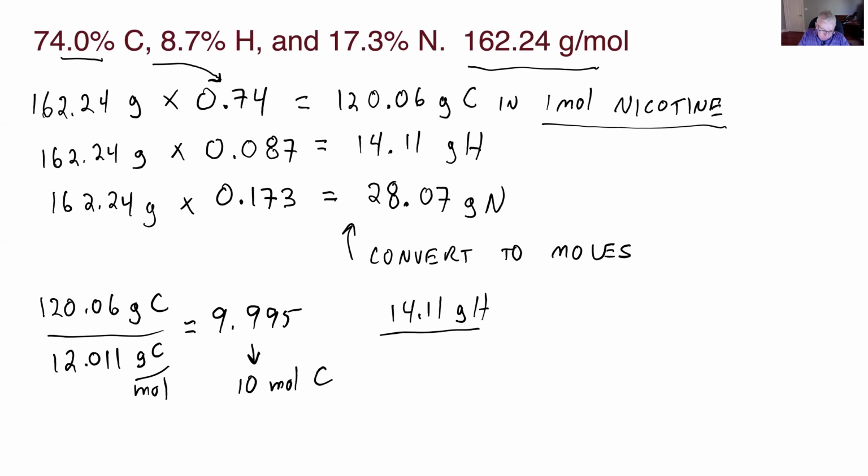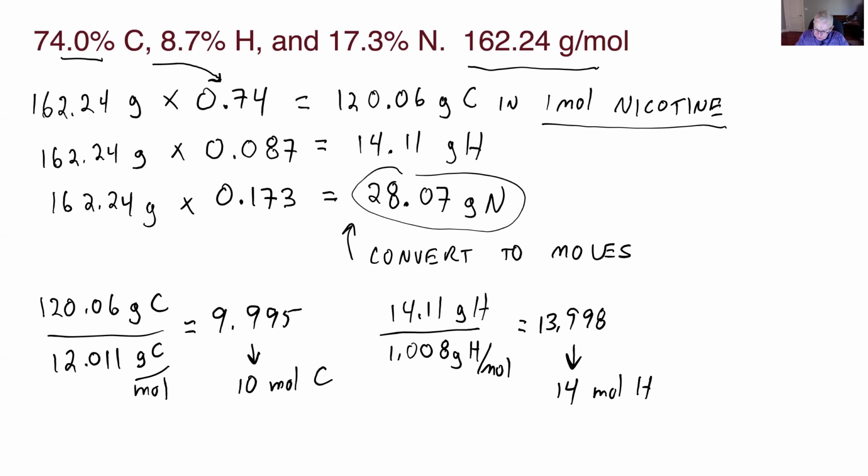Okay, do the same thing, and I do my 14.11 grams of hydrogen. I'm going to divide that by 1.008 grams of hydrogen per mole. I'll get 13.998, which we're going to call 14 moles there of hydrogen.